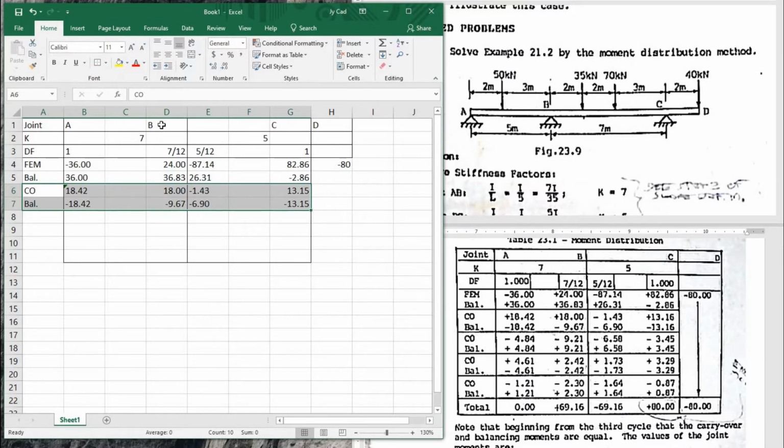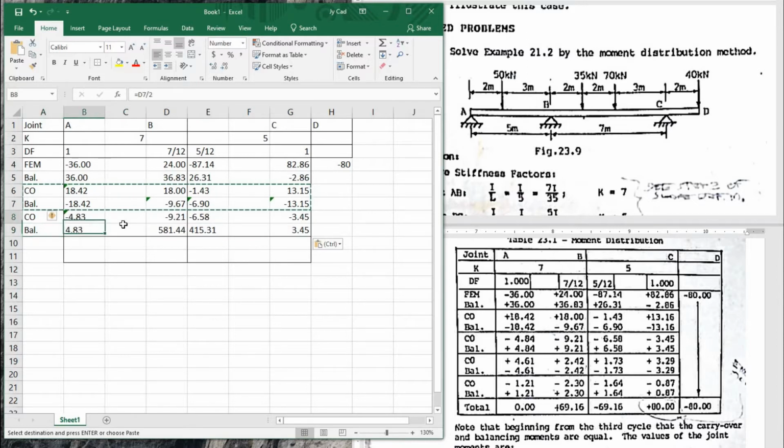So, ang technique dito, kapag sa isang cycle, nag-equal na yung kanyang carryover tsaka balance moment, then, that is considered as your last cycle. Now, let's go to the third cycle. So, let's copy this. Then, ayan. So, repeat the same process. Again, that is half of the other end moment divided by 2. Ito naman, equal sign, this divided by 2.